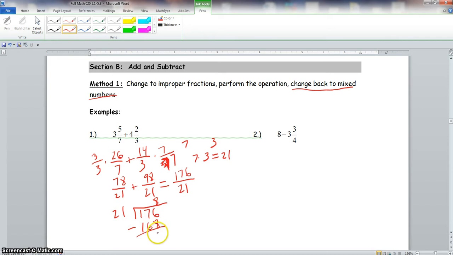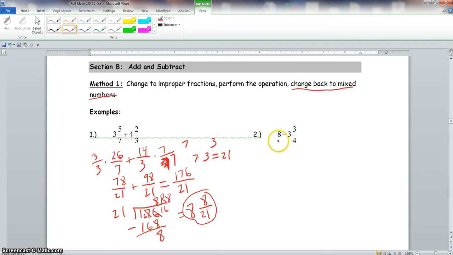176 minus 168 leaves us 8. Because we'll borrow 1 from this 7, that will give us 6. And this 6 will become 16. 16 minus 8 is 8. And 6 minus 6 is 0. 1 minus 0 is 0. So we have a remainder of 8. So our integer would be 8. Our denominator will remain 21. And our remainder, which would be our numerator, is 8. So it's 8 and 8 over 21.